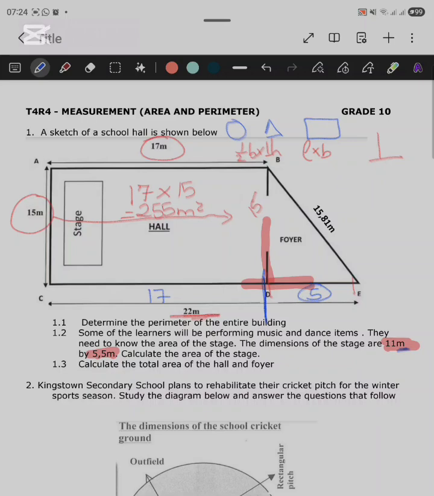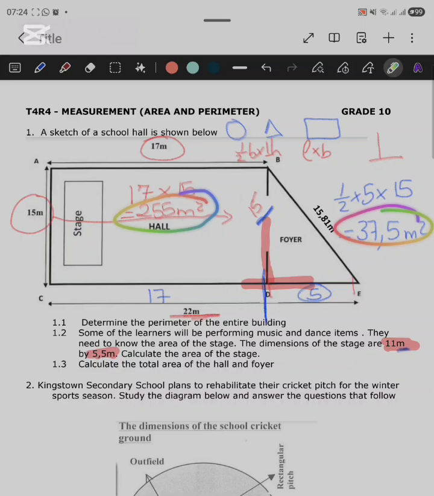So therefore I'm going to go half times base, which was 5, times 15, right? The 15 coming across from the other side. And if you do that, you will get to 37,5 meters squared.